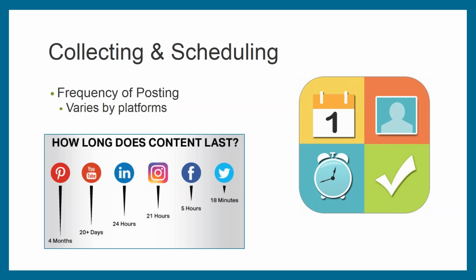One of the biggest questions in collecting and scheduling is frequency. When and how often should you post? To answer that, we're going to take a look at how long content lasts. Twitter has a life expectancy of 18 minutes, so life on Twitter moves pretty quickly.